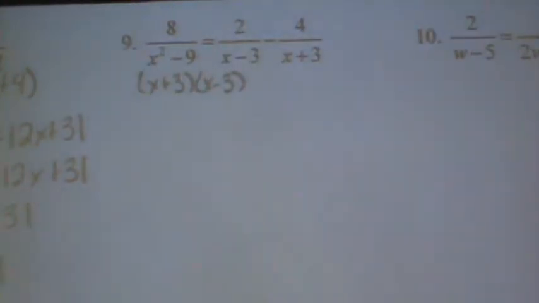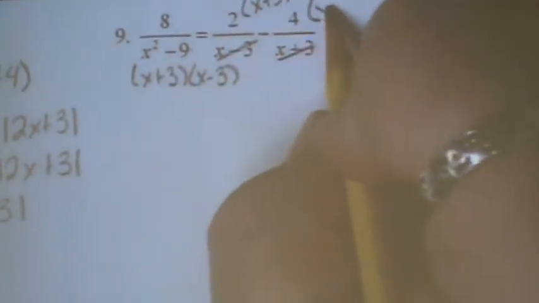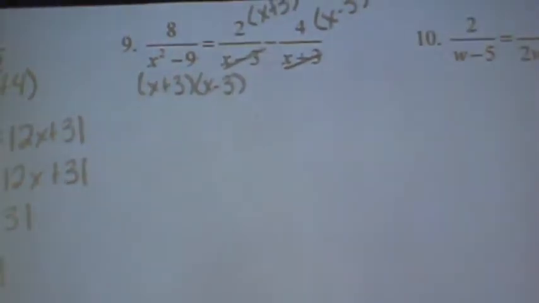Okay, number 9. Again, we're going to want to factor this right here so that we have x plus 3, x minus 3. And that again is what we're multiplying through by. So when we multiply that through here, the x minus 3's cancel out, and you'll be multiplying by x plus 3. Here, the x plus 3's will cancel out. You'll be multiplying through by x minus 3. And here, the bottom will cancel out.